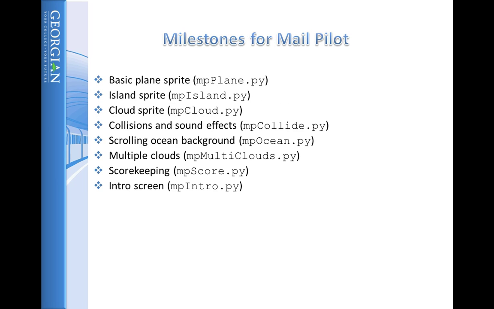So here are some milestones for your mail pilot, an example. And by the way, all these piece parts and all this code, the example code's up on Blackboard. So you have your basic plane sprite. That's the first thing that they're going to do. You're going to do your island sprite. You're going to put your cloud sprite together. You can do collisions and sound effects. These are all the different milestones. Scrolling ocean background, multiple clouds, scorekeeping, your intro screen, and then finally you have your entire game from all this stuff. So these are all your milestones that we're talking about here. And sometimes they're separate pieces that they haven't amalgamated or assimilated into one program, as you'll see.